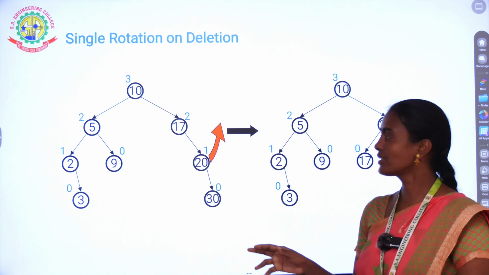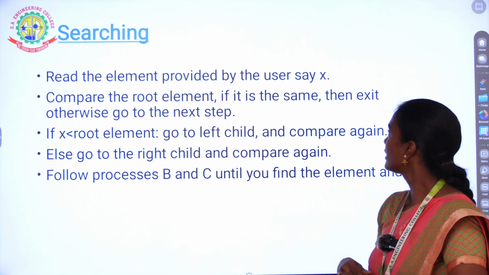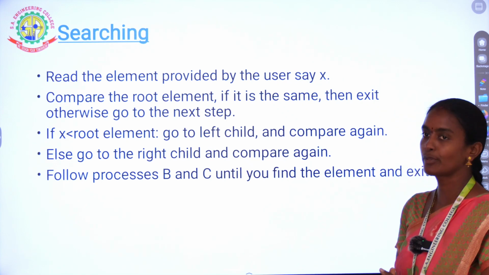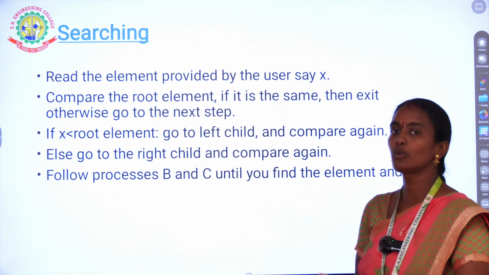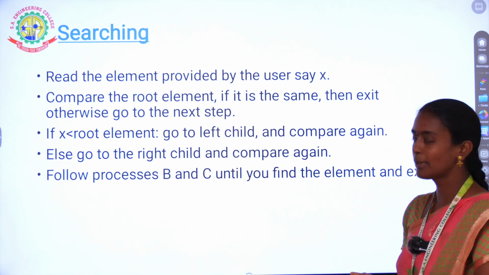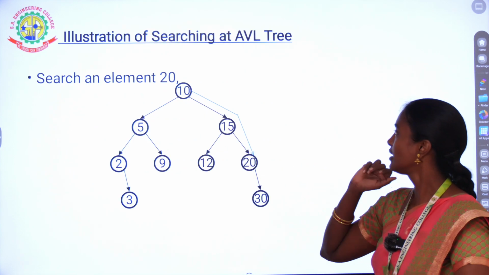Next the operation is searching. Read the element X provided by the user and compare it with the root element. If it is the same, then found. If X is less than the root element, we have to search on the left side of the root. If X is greater than the root node, we have to search on the right side of the node. This is an example.